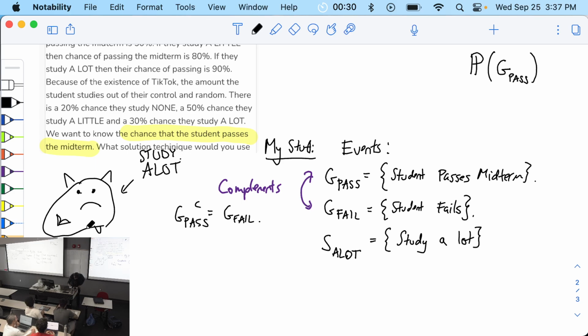So an a lot is this type of animal, and they come in all sorts of different shapes. This one is a study a lot. Okay, I'm going to stop. Study a lot. What else we got? Study none and study a little.